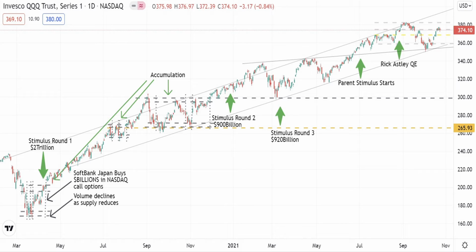We saw some shakeouts and some fear go around throughout, but ultimately it's followed this general trend channel up, where the quantitative easing for the Nasdaq has kept the Nasdaq afloat, along with hopes and dreams of higher profits from major companies like Tesla.